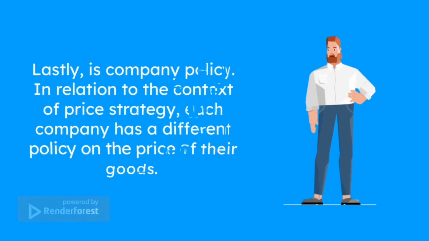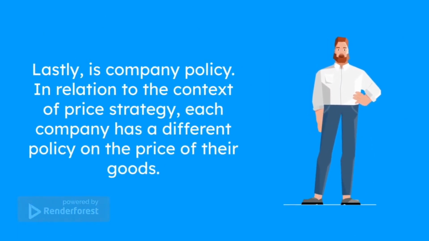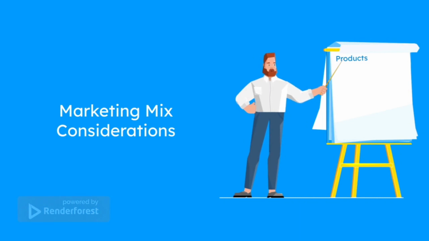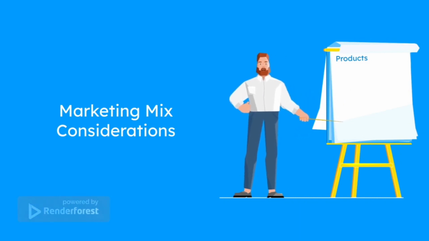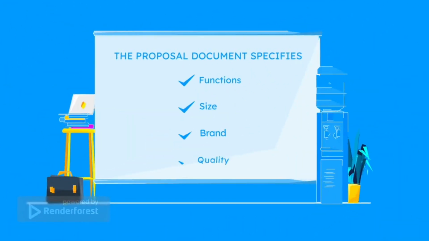Lastly, is company policy. In relation to the context of price strategy, each company has a different policy on the price of their goods. First and foremost, factors affecting marketing mix considerations in products are such as functions, size, brand, and quality. The function of a product can determine the market price.